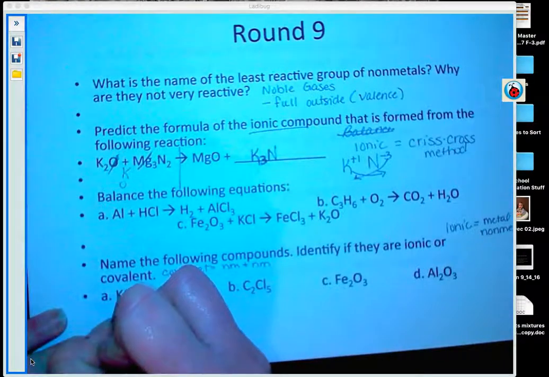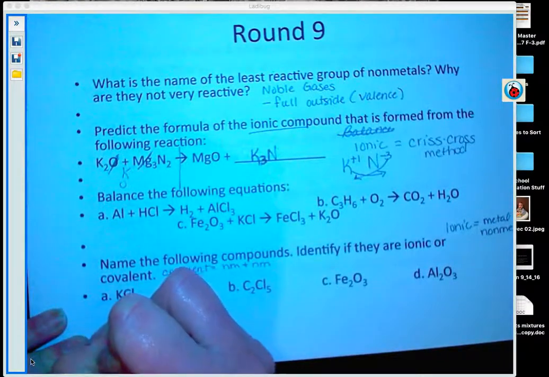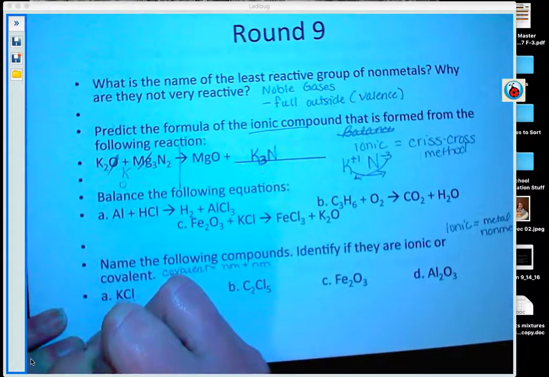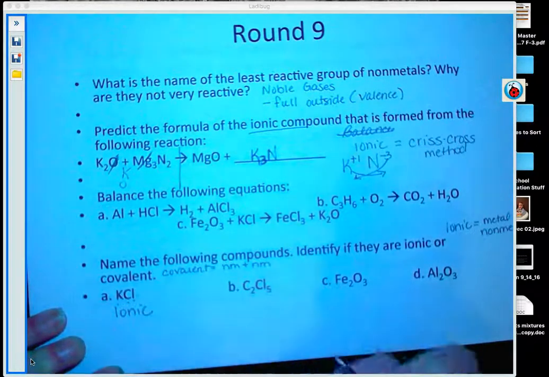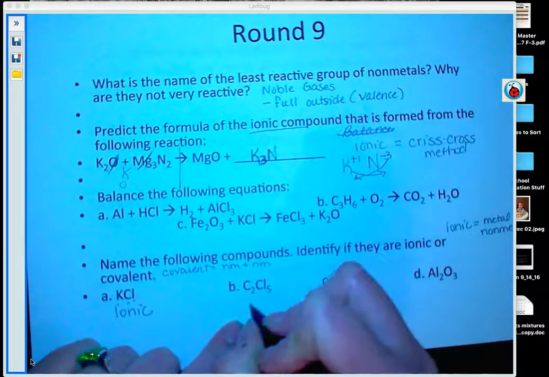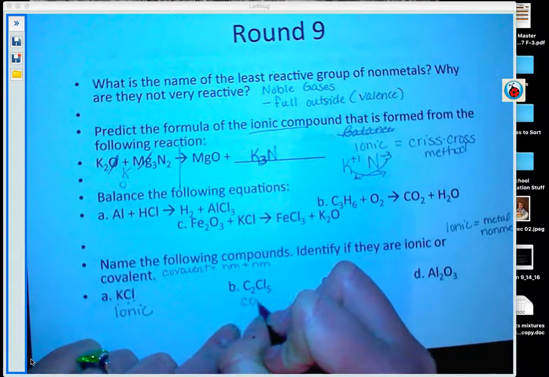In this case, potassium is in group 1, so this is going to be a metal and a non-metal, so that tells us that this is ionic. Carbon and chlorine are 2 nonmetals, so this is covalent.